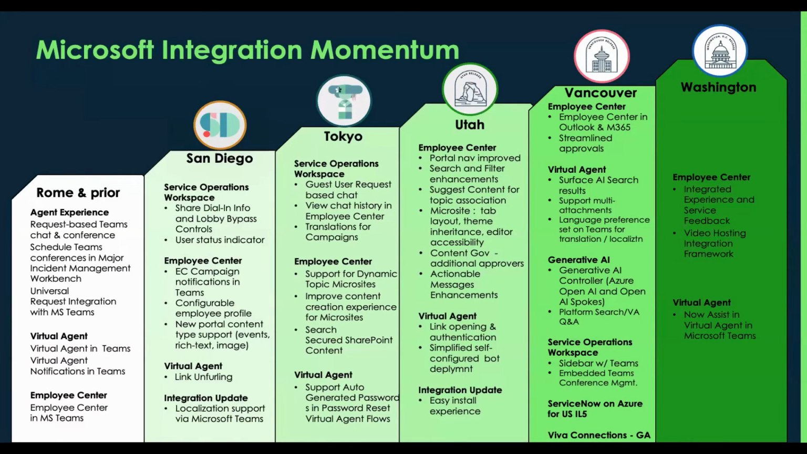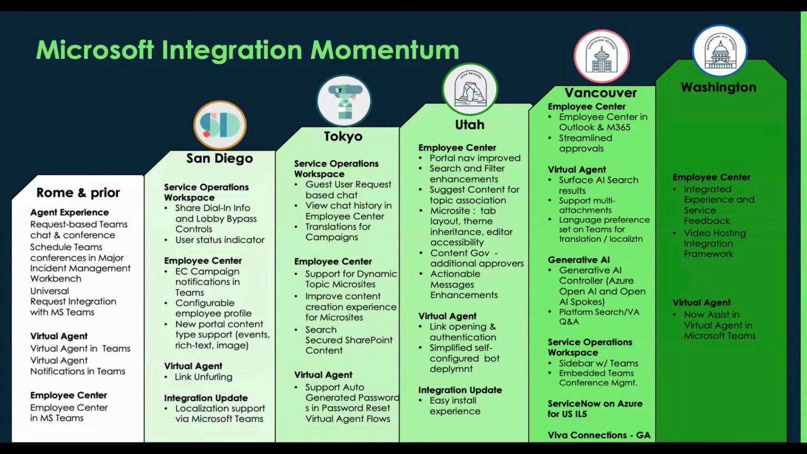Over time, as Service Operations Workspace, Employee Center, and Virtual Agent continued to develop, the integration became more and more robust. Then, fast forward to our Vancouver release in the second half of last year, we got some generative AI capabilities. We were able to include AI search within Employee Center last year. We also added sidebar integration with Teams, which is our next collaborative chat experience that we're looking to drive more on. Our next webinar in a couple of weeks will focus on the sidebar integration.